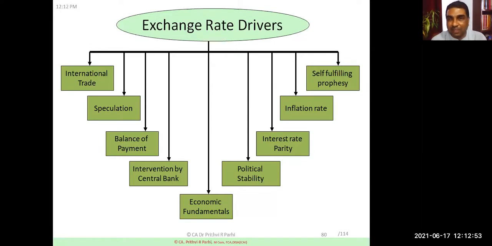There are many factors that contribute towards exchange rate movements. But almost 9 things we are highlighting here, which we'll be discussing in our next session. These are the important factors only; there might be many factors beyond that. One is international trade. Second is speculation. Third is balance of payment. Fourth is the intervention of the central bank. Then the economic fundamentals, then political stability, then exchange rate parity theory, inflation rate, and self-fulfilling prophecy. These are the 9 important concepts which contribute towards exchange rate movements.